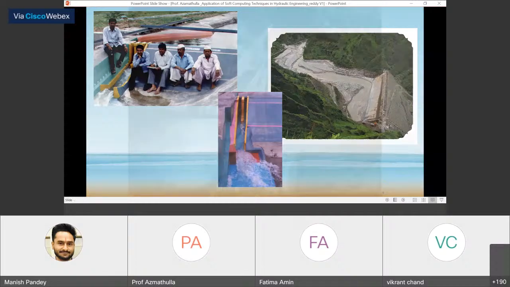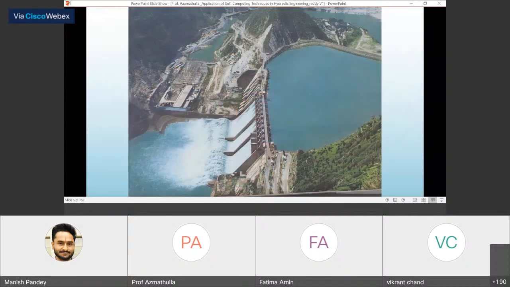You can see another thing upstream: in 2009 and 2013 there were several floods in Uttarakhand. This is the situation there. Currently, I don't know.